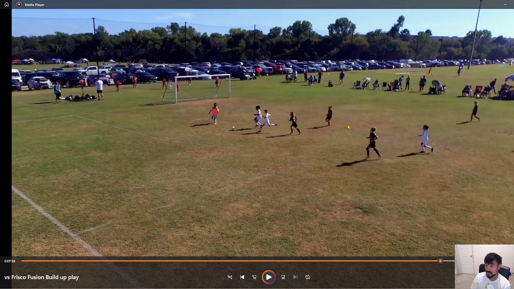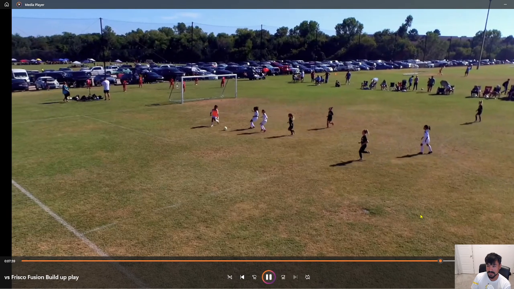So great support. Let's see here. Great support from the number 7, which is in the winger position, and the number 11. Okay, so let's move on.